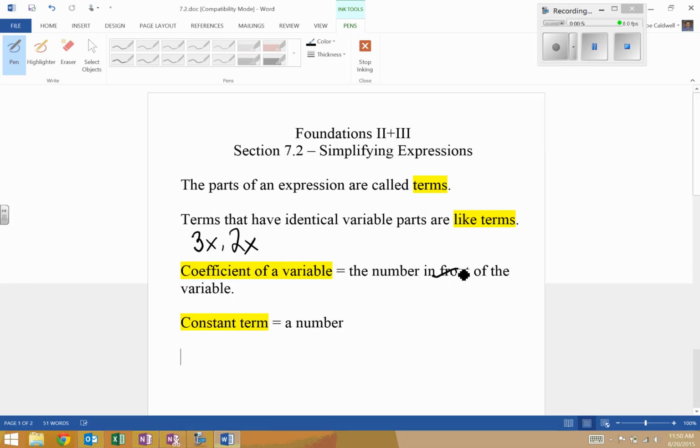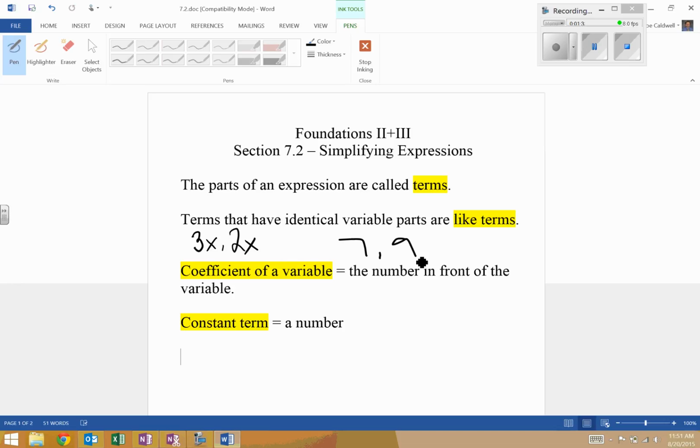So things like 7 and 9 are considered like terms. They both have no variables with them. So those are also like terms. We are allowed to combine like terms and like terms only. We'll get to that more in a second.